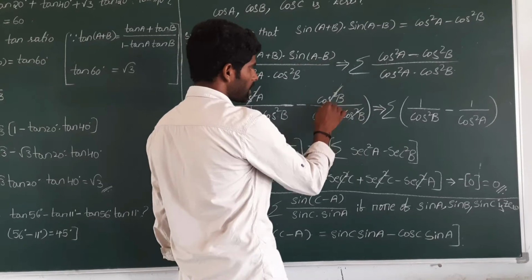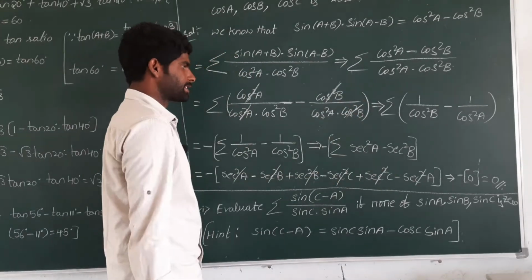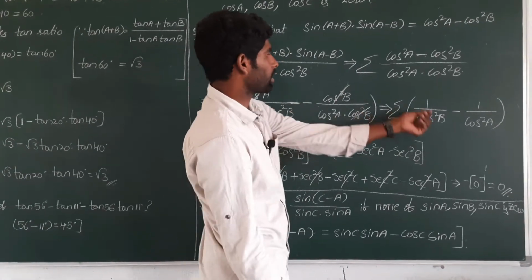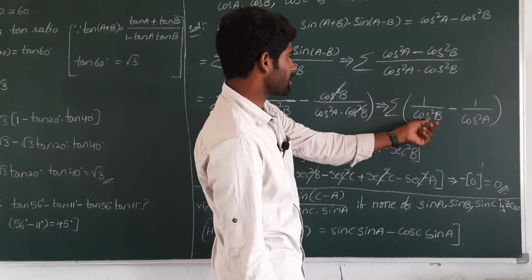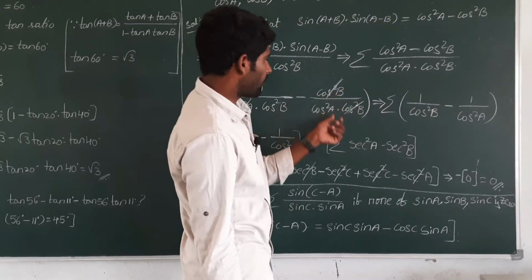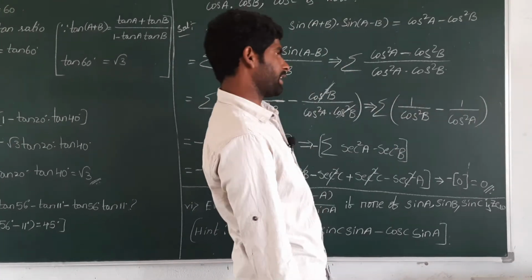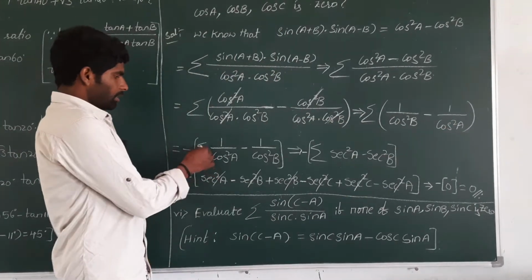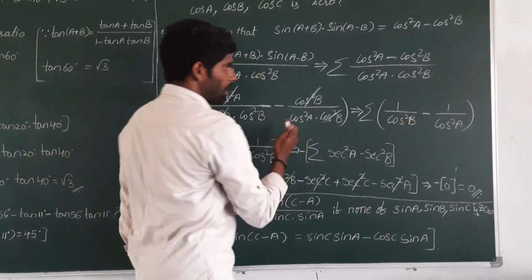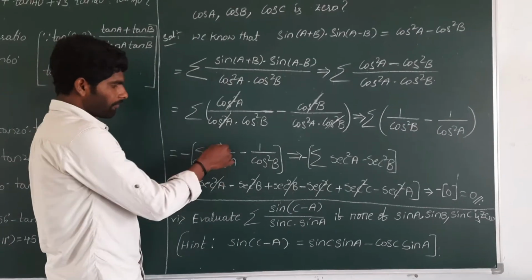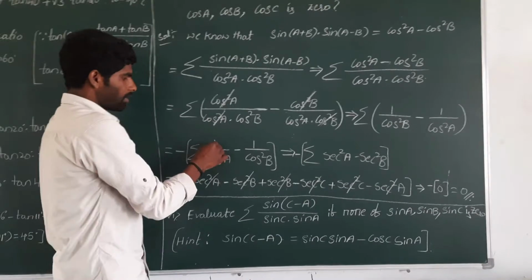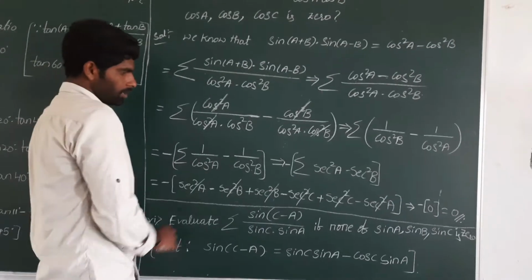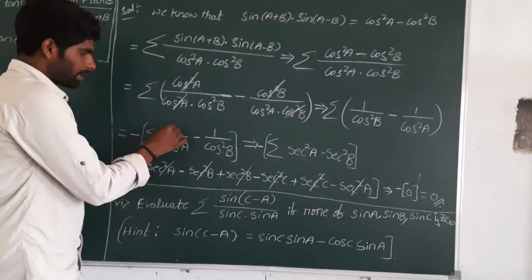So this cos square B will be there, cancel. The answer is 1, remaining is nothing but cos square B, summation of 1 by cos square B minus 1 by cos square A. I will take the minus common: minus, 1 by cos square A minus 1 by cos square B. So as well, minus I am writing here 1 by cos square A.